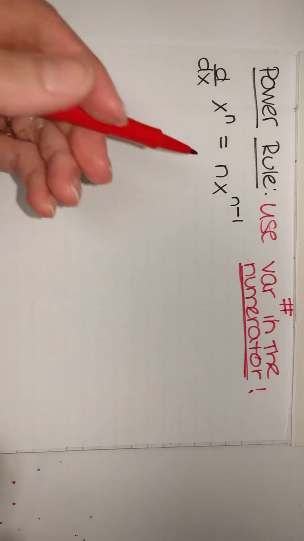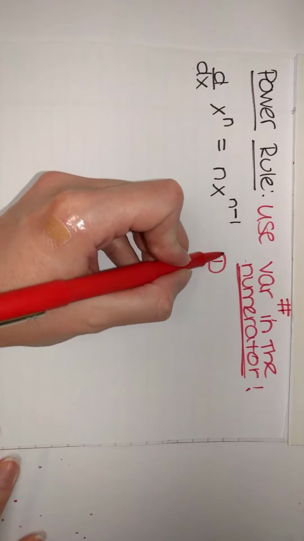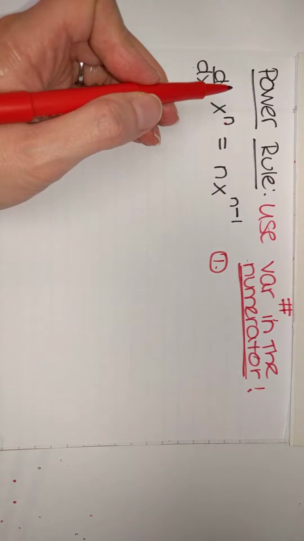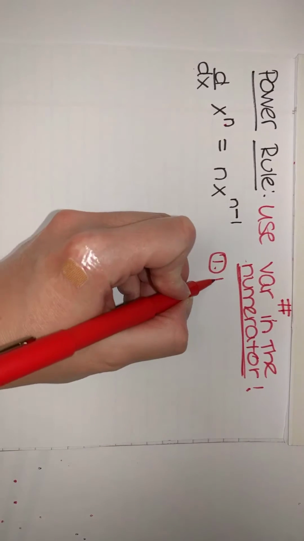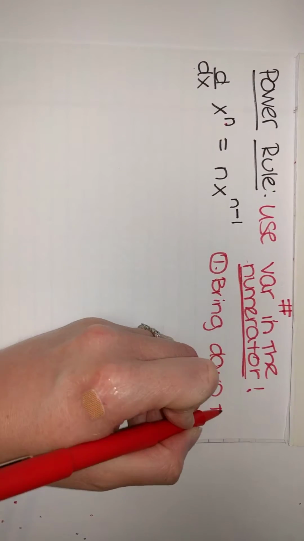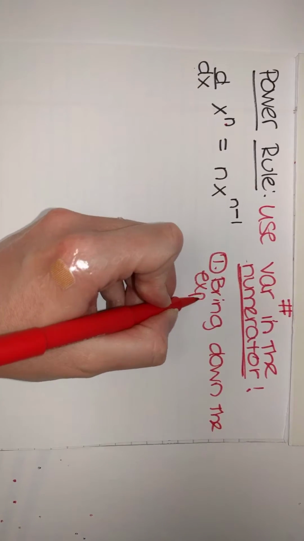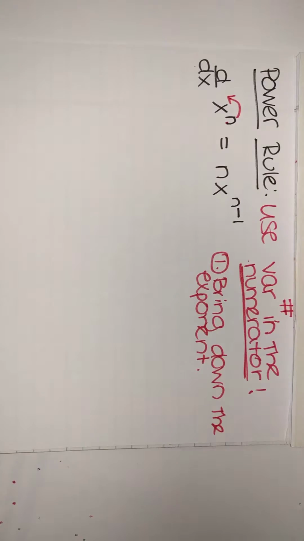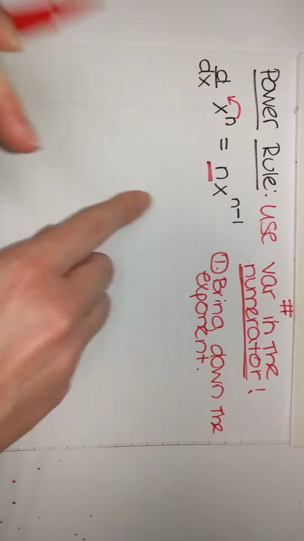All right, so the variable is in the numerator raised to a power. Then the power rule really is two steps. The first step is you'll notice that this n exponent has come down in front of the x. So that is our first step, is that we bring down the exponent. Sometimes it's helpful to draw a little arrow saying that you're bringing down the exponent, and that takes care of this n.